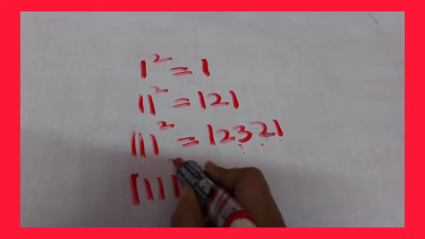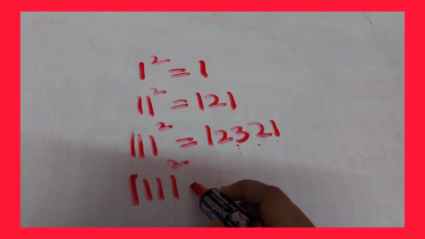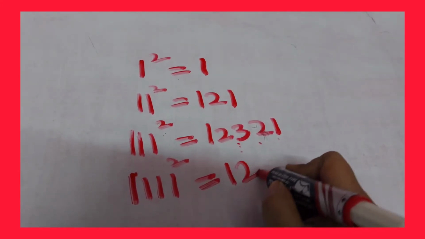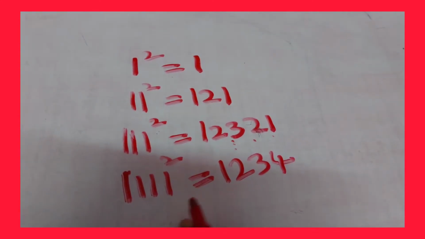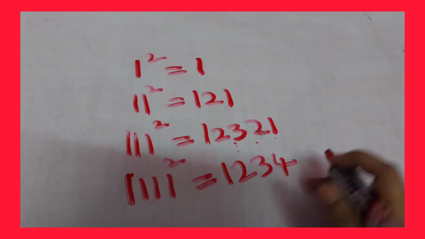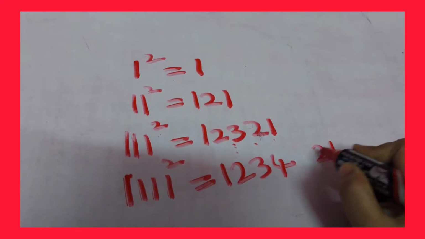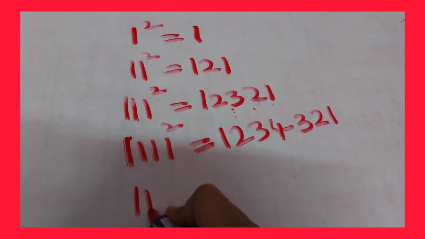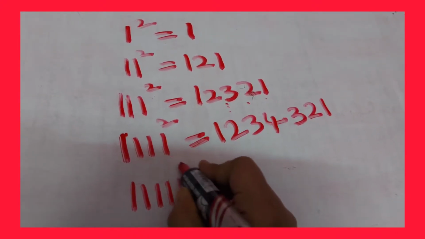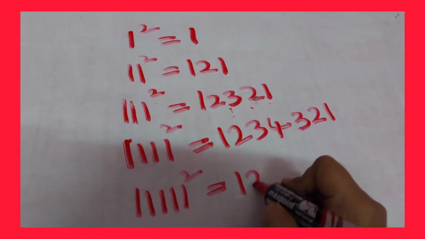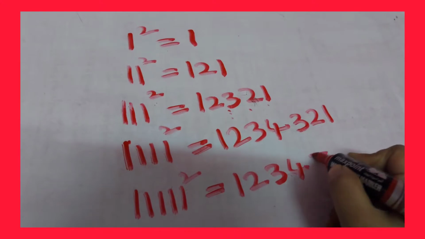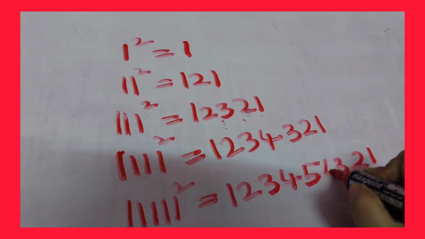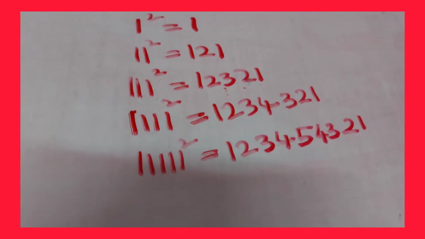So I am taking 4 ones. If you take 4 ones, you take 1, 2, 3, 4. Here also 4, 1, 2, 3, 4, again 1, 2, 3, 4. Like this you complete the pattern. Again 5 ones I am taking: 1, 2, 3, 4, 5, and again 1, 2, 3, 4. Like this you complete this pattern.